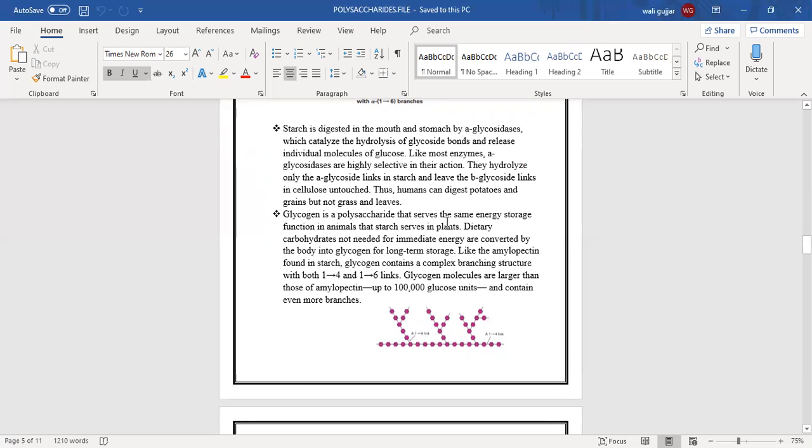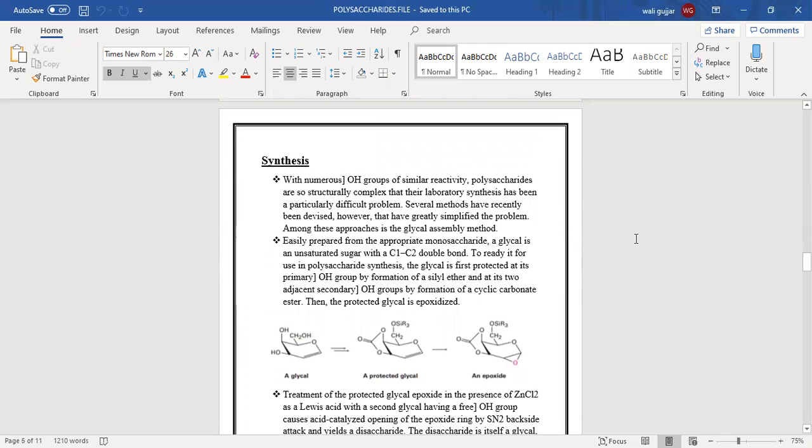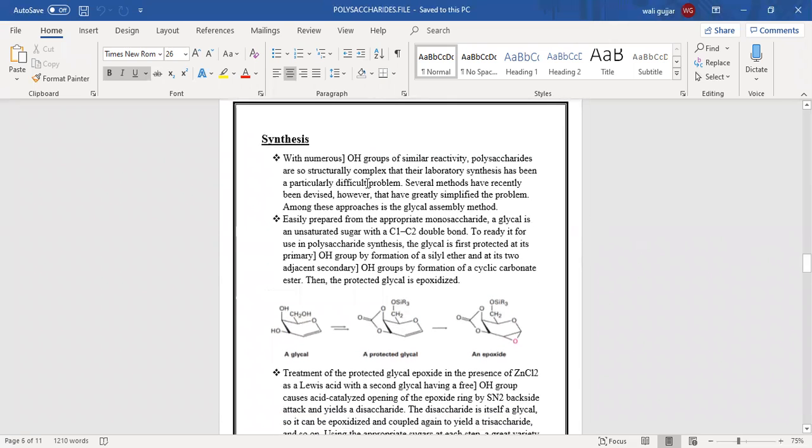Glycogen is a polysaccharide that serves the same energy storage function in animals that starch serves in plants. Dietary carbohydrates not needed for immediate energy are converted by the body into glycogen for long-term storage. Like the amylopectin found in starch, glycogen contains a complex branching structure with both 1 to 4 and 1 to 6 links. Glycogen molecules are larger than those of amylopectin, up to 100,000 glucose units, and contain even more branches. Then we discuss the synthesis of polysaccharides.